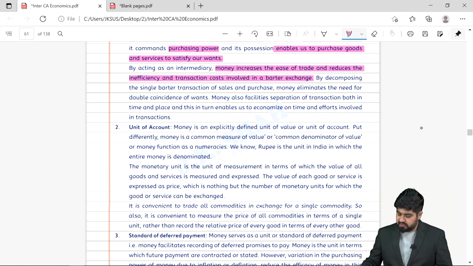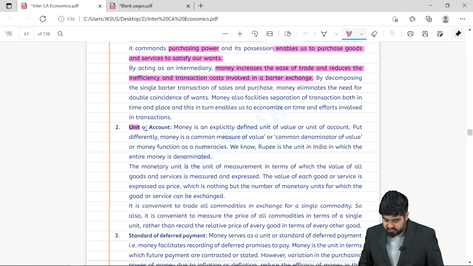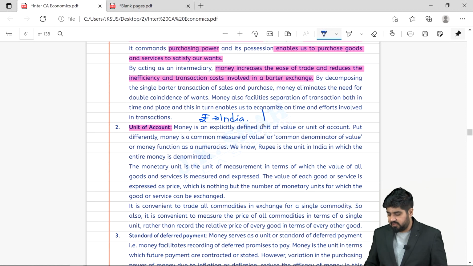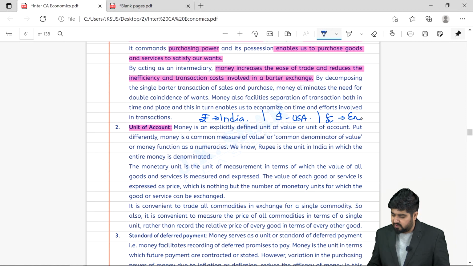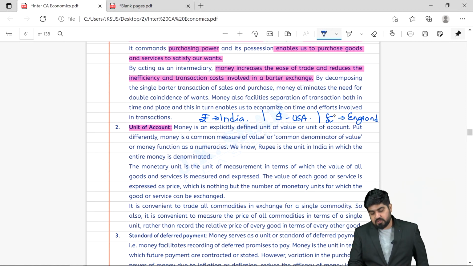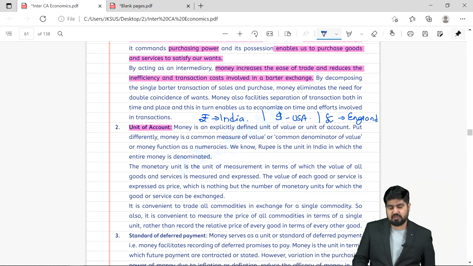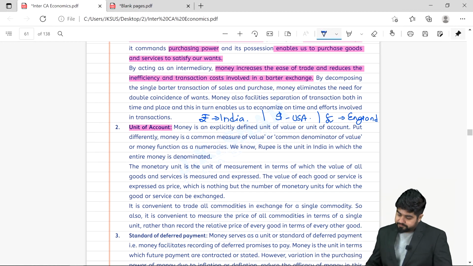Okay, next one, unit of account. Now what do you mean by unit of account? It is very simple. In India we are using rupees, yes or no? So INR or rupees is nothing but our unit of account. In the United States of America we have dollars. In England we have the pound, and for Japan we have yen. So whatever currency denomination we are using will be called our unit of account.